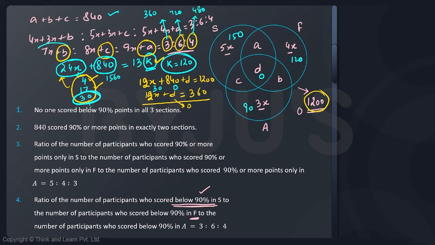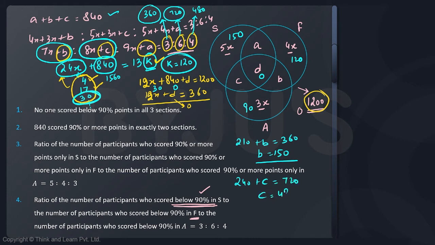Now I can say 7x plus B is 360 and 7x is already 7 into 30. So 210 plus B is 360, that gives me B as 150. Similarly, 8x plus C is 720, but x is already 30. So 240 plus C is equal to 720. From there, I can say C is equal to 480.